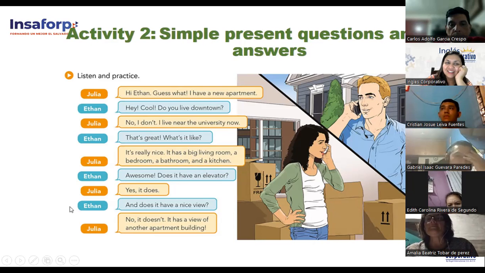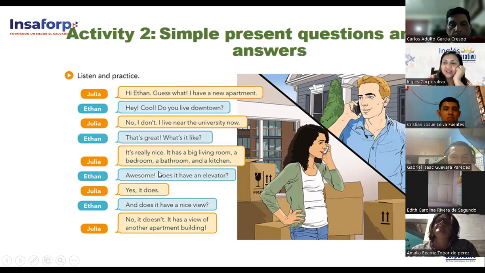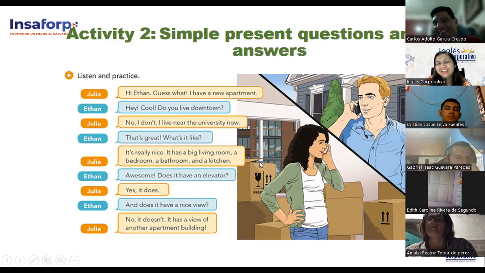It has a big living room. Only one bedroom, a bathroom, and a kitchen. Does it have an elevator? Yes, it does. And does it have a nice view? No, it doesn't. It has a view of another apartment building, and you can see here the other apartment building. That's the view.